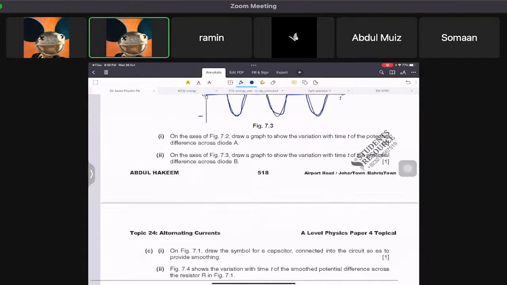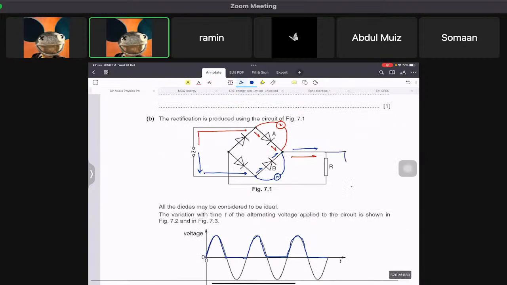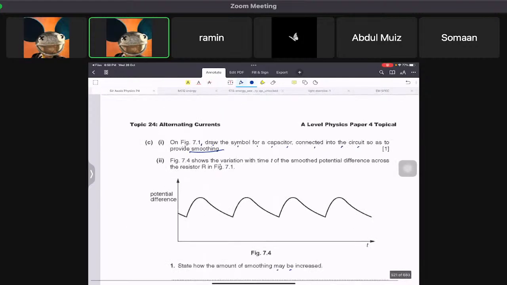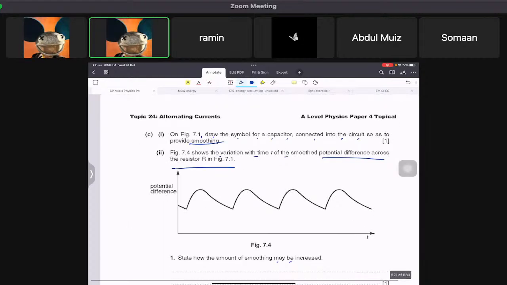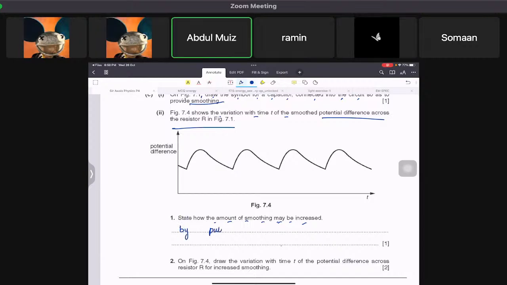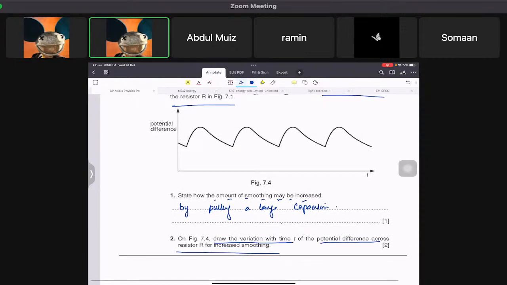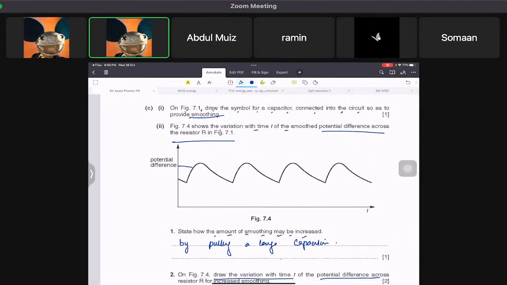Then it says on figure 7.1, draw the symbol of a capacitor connected to the circuit to provide smoothing. You already know that the capacitor will always be connected in parallel, like that. And then it says this shows the variation of smoothed potential difference across this. State how the amount of smoothing can be increased. Do you know the answer? A large capacitor. Yeah, putting a large capacitor, or you could say many capacitors in parallel, whatever you want to say. And then draw the variation with time of the potential difference across R for increased smoothing. So you're going to do like that.